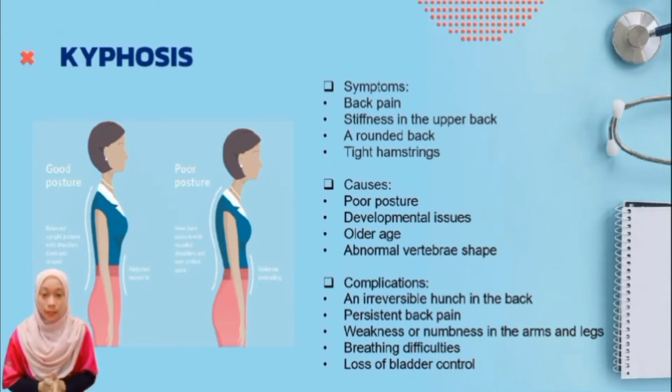Okay, the complications of kyphosis are, the first one, we can see an irreversible hunch in the back. And the second one is persistent back pain. We can have back pain commonly. Okay, weakness or numbness in the arms and legs, and then breathing difficulties, and then lastly the loss of bladder control.